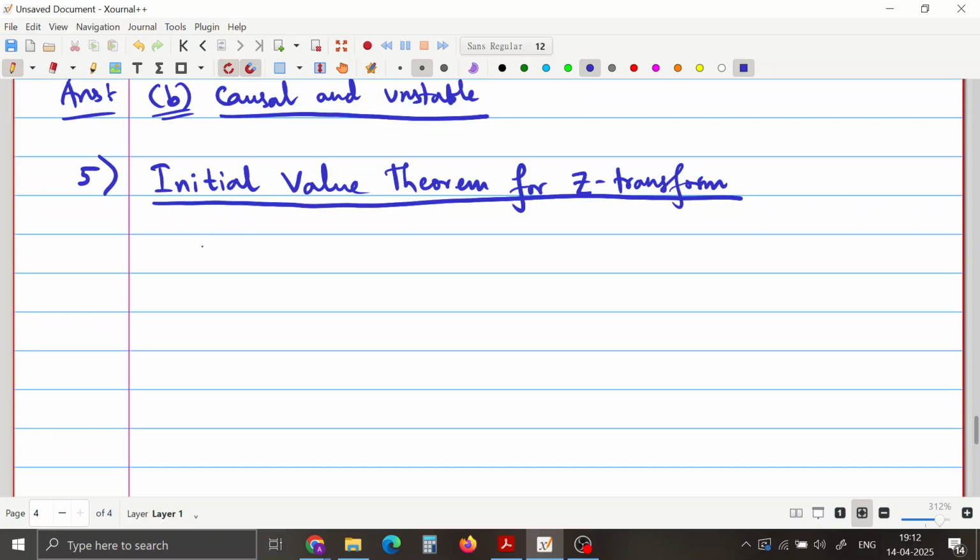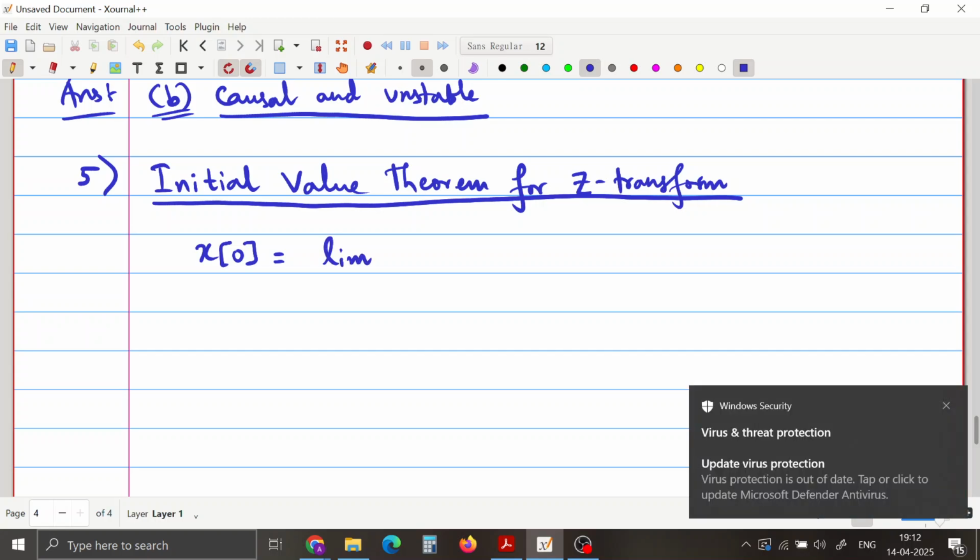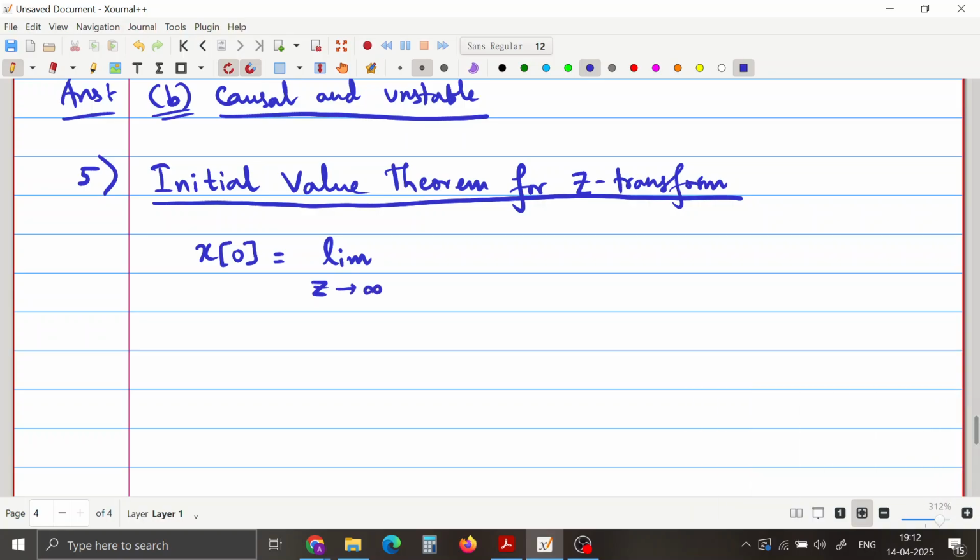So it states that x of 0, small x of 0, that is the initial value of x of n, x of n evaluated at n equals 0, is given by this limit z tends to infinity of capital X of z. And there is one condition that needs to be satisfied here.